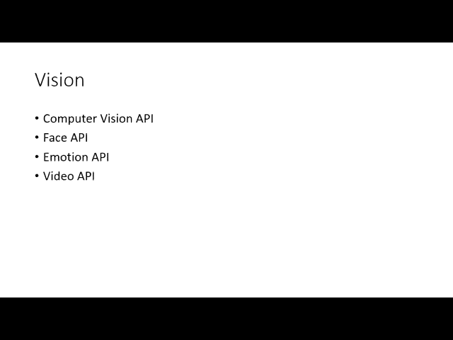There's an emotion API. The emotion API will look at a face and tell you, are they happy? Are they sad? Are they angry? And this video API will add some similar things with video. Upload a video, and it'll tell you, where are the faces in it? Are they happy? Whether or not people are moving in the video, things like that, all kinds of stuff.